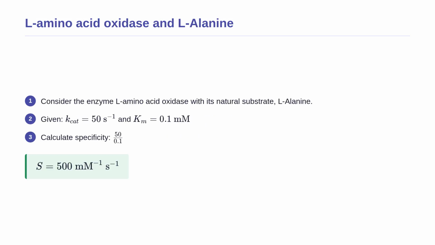To see stereospecificity in action, let us examine an enzyme called L-amino acid oxidase, which is designed to process L-amino acids. We will start by calculating the specificity for its natural substrate, L-alanine. We are given a turnover number of 50 per second and a binding affinity, Km, of 0.1 millimolar. We use our specificity constant formula to evaluate this baseline efficiency. Dividing 50 by 0.1 yields a specificity constant of 500.